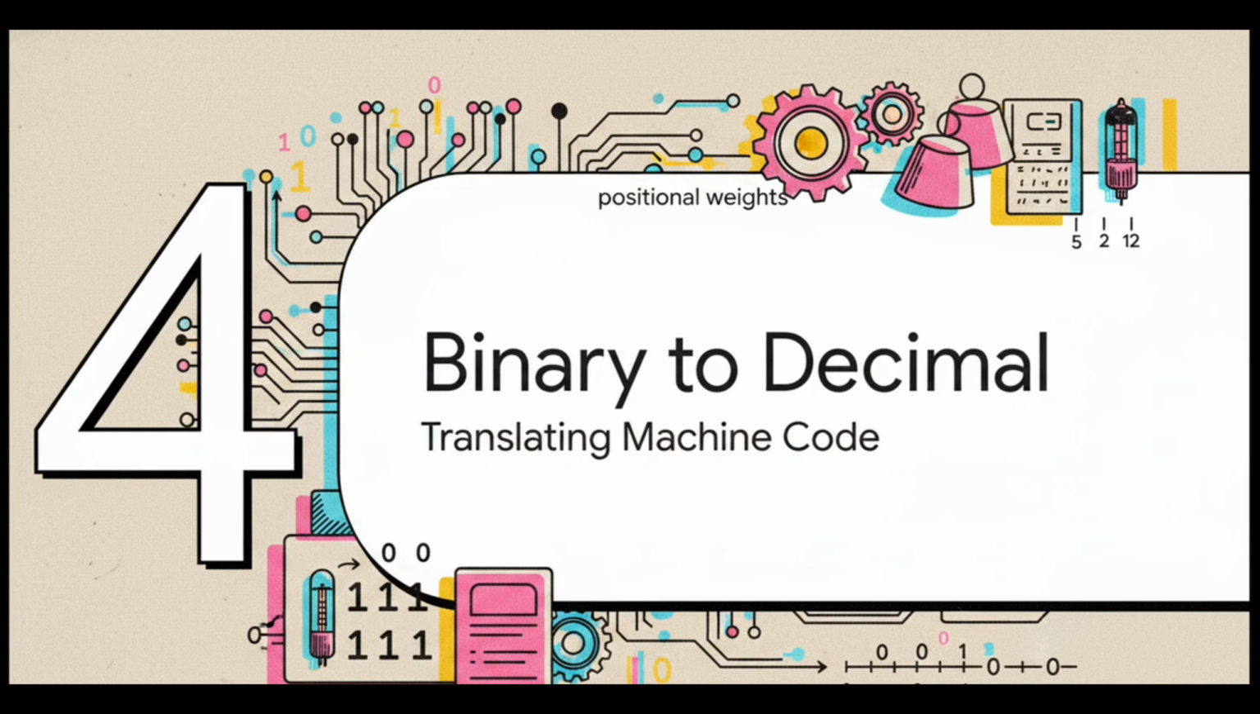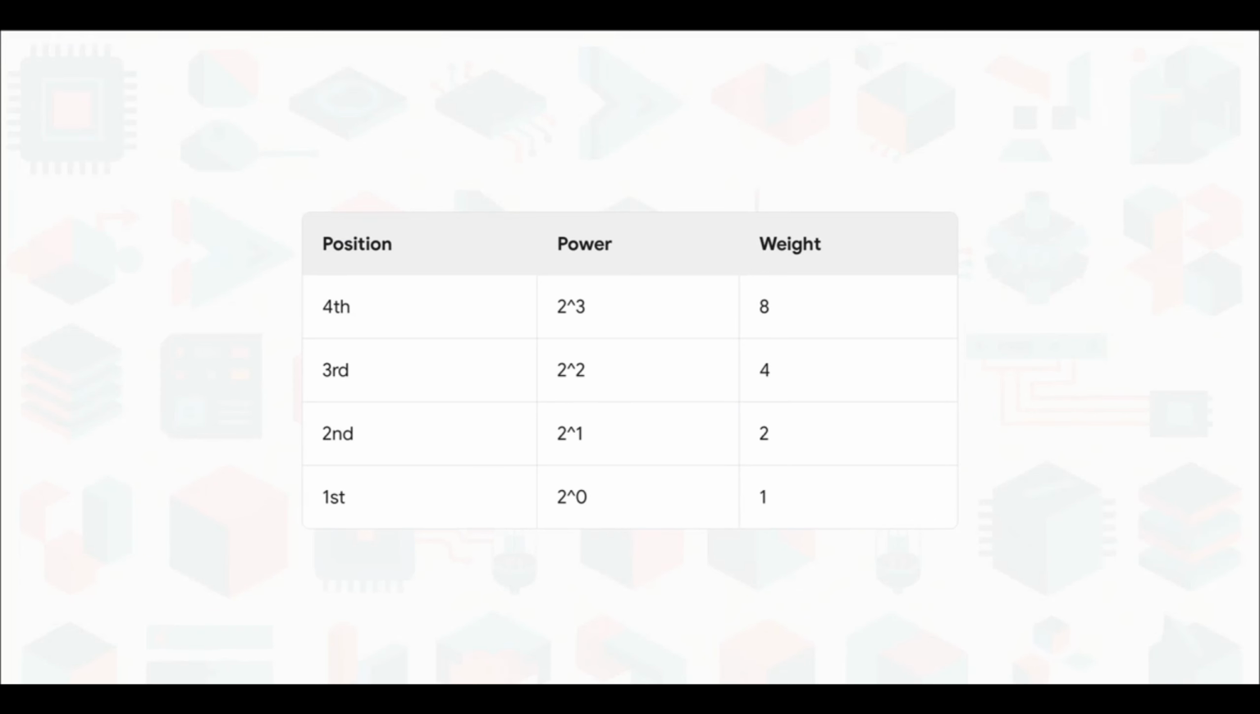Section 4. Translating binary to decimal. Now, you might be wondering, how do we reverse this process? How do we translate that machine code back into human numbers? Well, we use something called positional weights. Think about our normal decimal system. You have the ones place, the tens place, the hundreds place. Binary works exactly the same way, but instead of multiplying by 10 every time you move left, it multiplies by 2. Each binary position carries a physical weight that doubles as you move to the left.